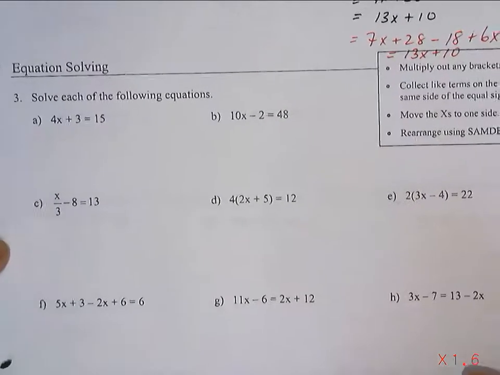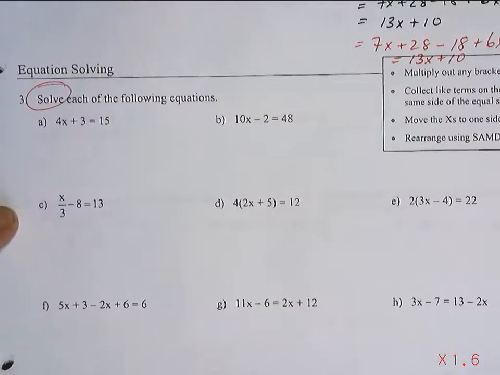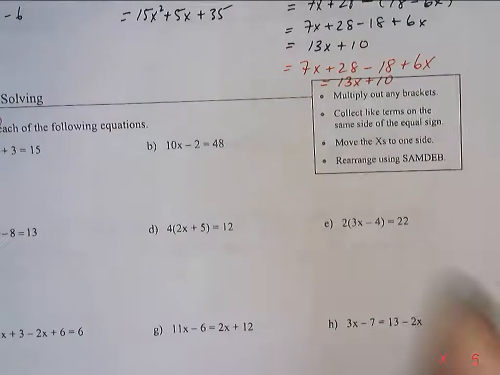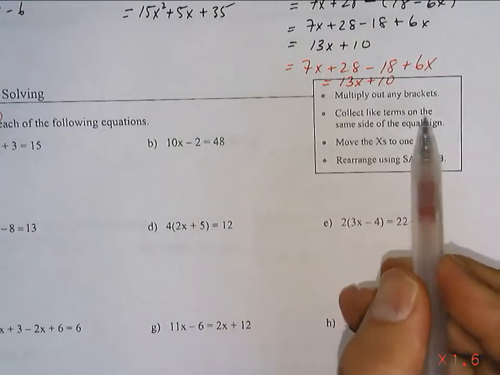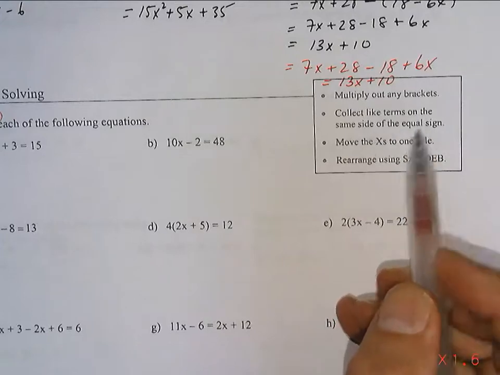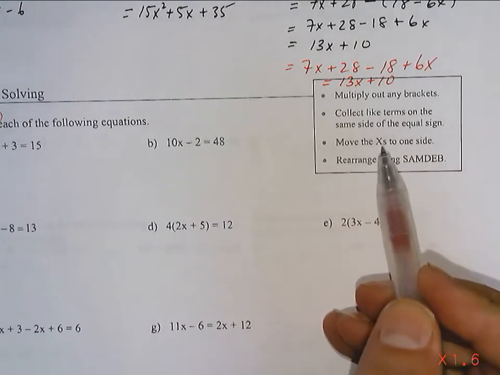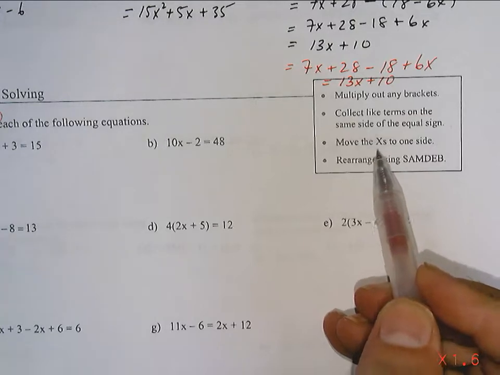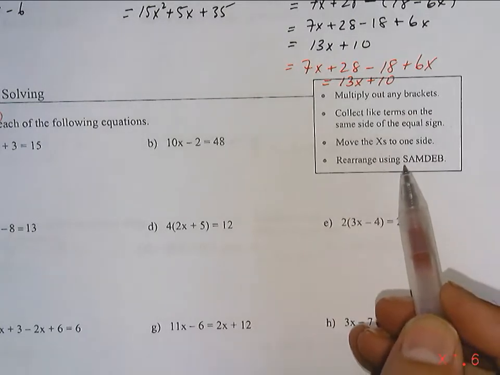Solving equations. Solve. That means to isolate the variable. So over here, you're going to multiply out any brackets. You're going to collect like terms on the same side of the equal sign. You're going to move all the x's or the unknowns, whatever the variable is, it won't always be x, to one side. And then you're going to rearrange using SAMDEB.